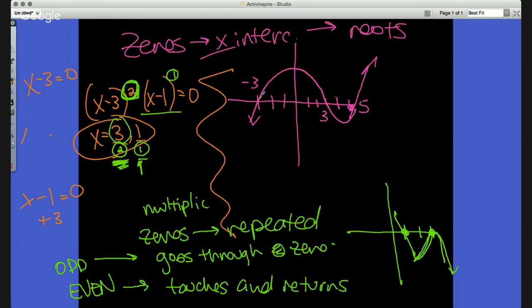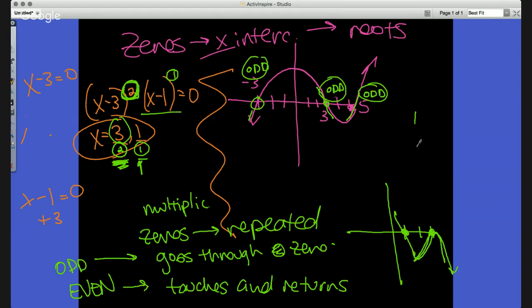Now, think about it this way. At -3, it goes through. So what type of multiplicity would it be? Well, it would be odd. Same thing at 3. It goes through, so it will be odd. It goes through 5, so the multiplicity of 5 would be odd. Therefore, the multiplicity at each of these zeros would be odd.